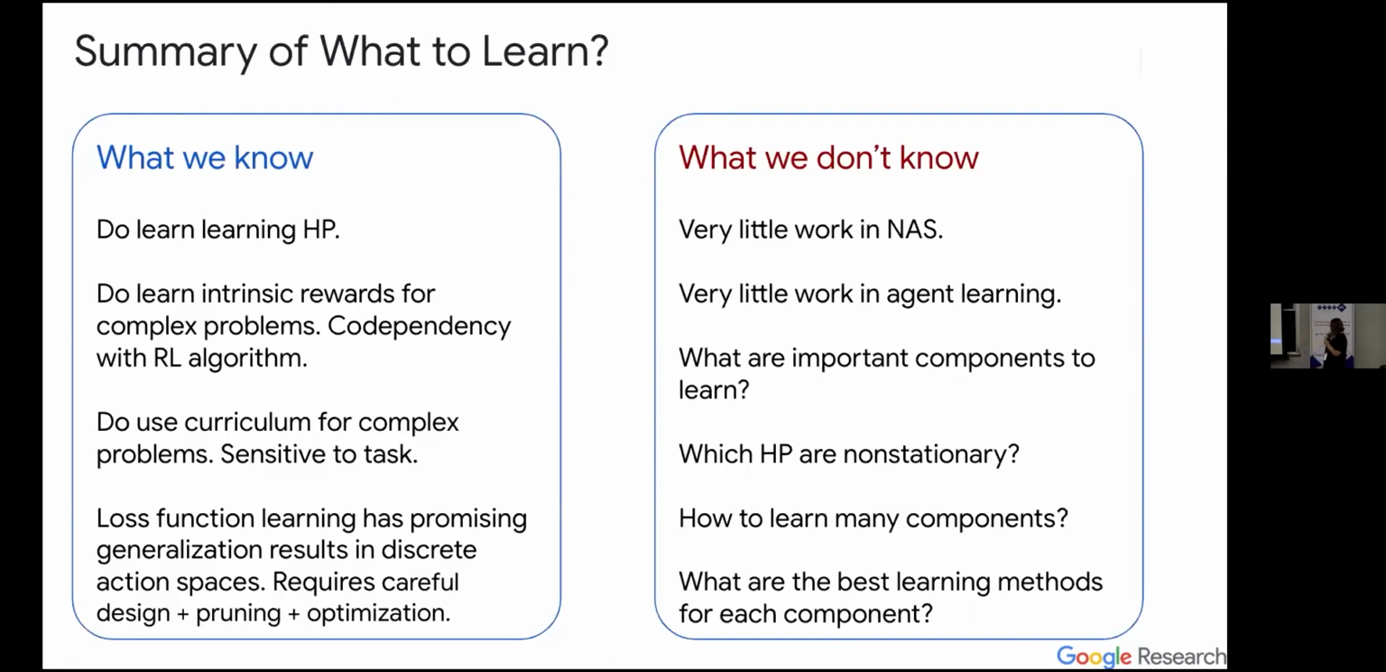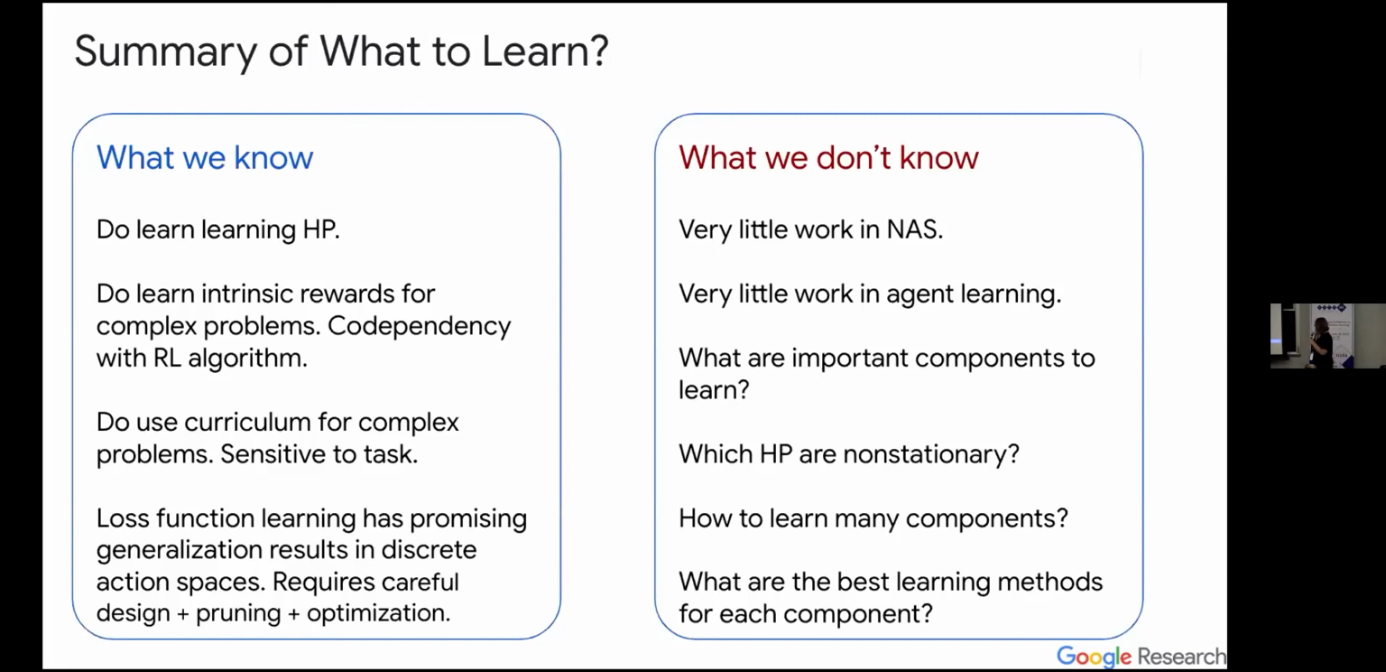We don't understand what the important components to learn are. Which one is more important? Should we look at the replay buffers? Should we look at the different actors and so on? So where are the meaty problems, or not meaty, but the impactful problems, I should say. To this day, we still don't know which hyperparameters are non-stationary and how to learn them as non-stationary. We don't know how to learn many components well. How do we do curriculum with neural network architecture search, for example? The reward and the loss function at the same time, and so on.